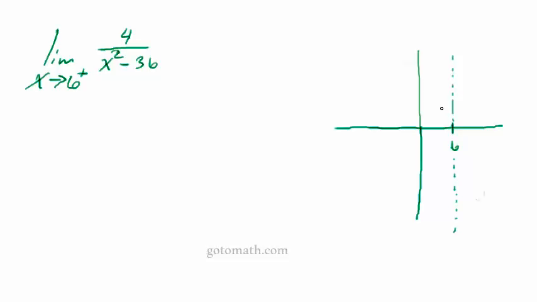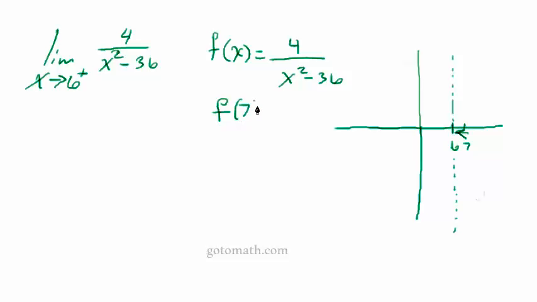Since we're coming in from the right hand side, coming in from this direction, what you could do is take a number like 7 and plug it in, and we'll officially do it like this, writing our function notation, 4 over x squared minus 36. So if I said, okay, what is f of 7? We have 4, and then we're going to have 7 squared is 49 minus 36. Now, really all we care about is if this is a negative or a positive number, right? Negative or positive number.